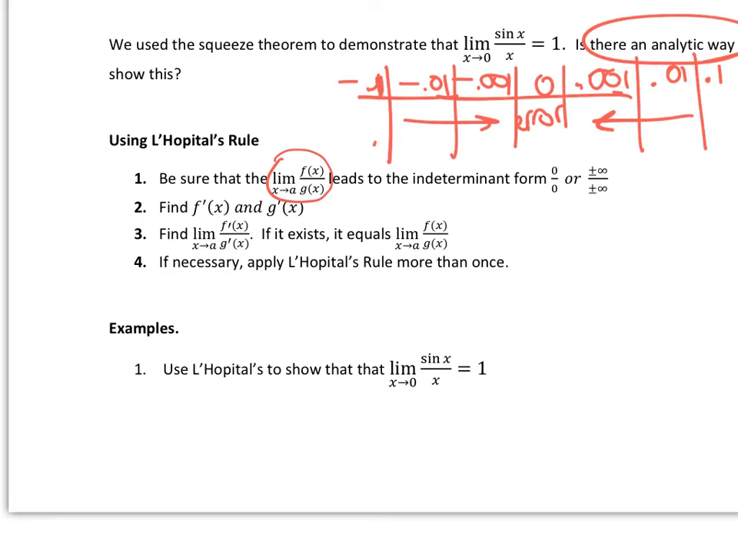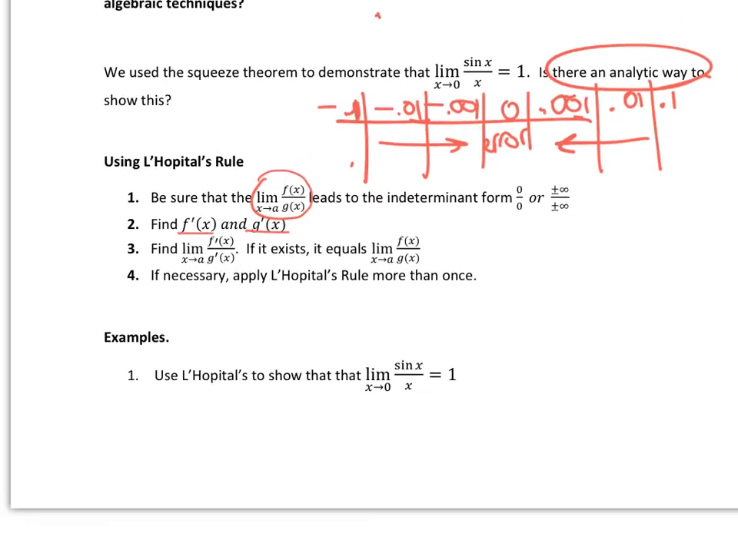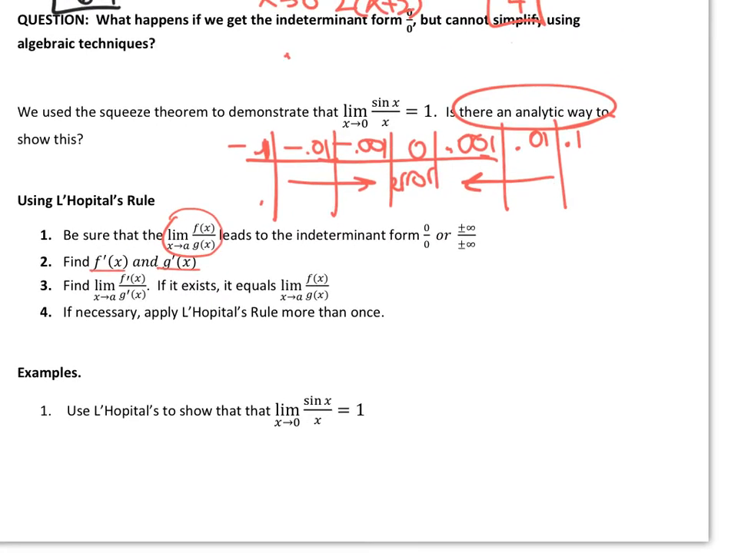So what you'll do is you'll find your derivative of the numerator, you'll find your derivative of the denominator, and you will take the limit as x approaches a of both of those and divide them, and it actually ends up equaling the overall derivative. So let's look back here at the one that we worked with in the beginning of the year.